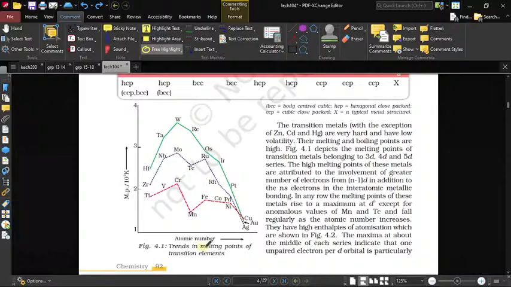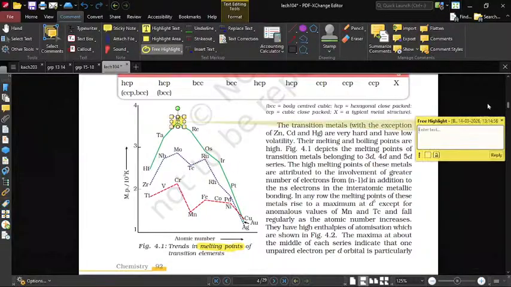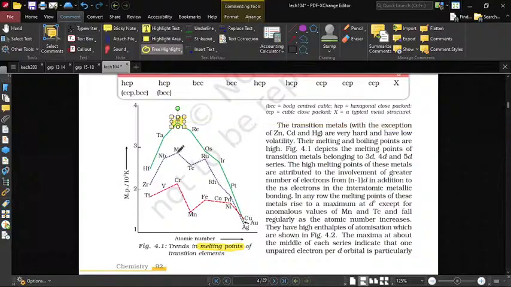तो ये वाला मेल्टिंग पॉइंट वाला ग्राफ है जो कि d5 पे मैक्स जाएगा. टेक्नीशियम थोड़ा गड़बड़ है, गिर गया तो पहले ही गिर जाता है. फिर रूथेनियम बढ़ता है. मैंगनीज भी गिरा हुआ है.